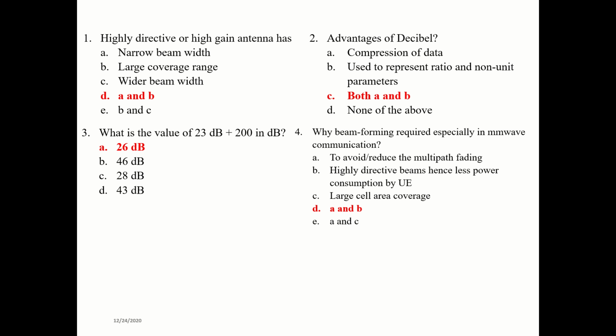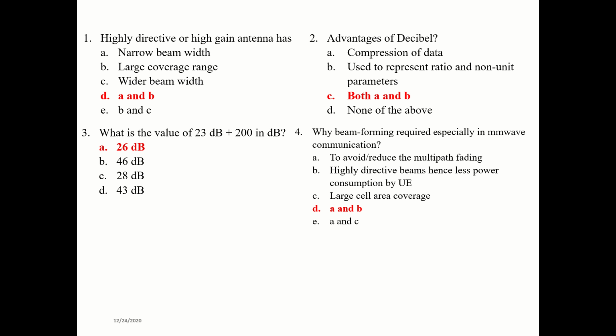Why is beam forming required, especially in microwave communication? There are multiple reasons, of which two are to avoid or reduce multipath fading. If you do not have beam forming, then for example a person behind a building cannot be covered, because it is more prone to multipath fading and high loss. Path loss is directly proportional to the frequency.